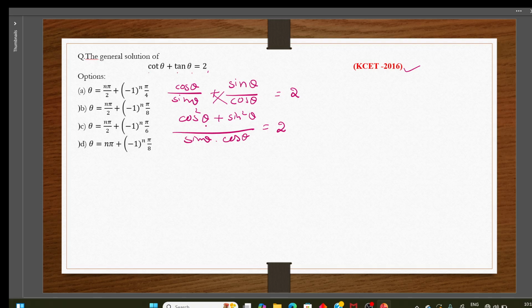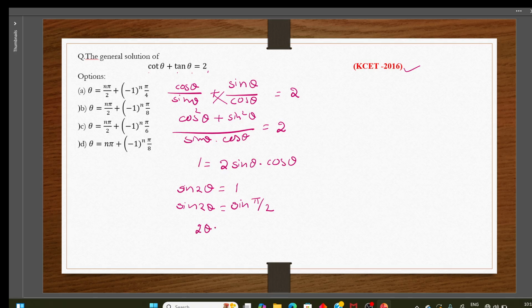So sin square theta plus cos square theta value is 1. So 1 is equal to 2 sin theta into cos theta. 2 sin theta into cos theta is nothing but sin 2 theta, so sin 2 theta is equal to 1. 1 in sin function is sin pi by 2.